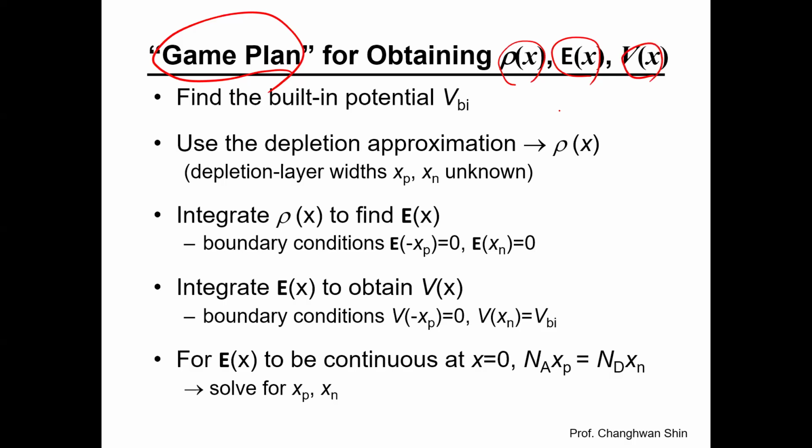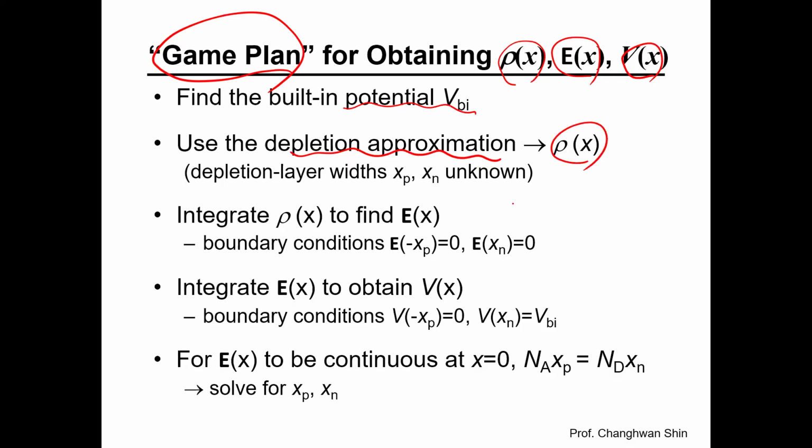First, we will find the built-in potential V sub bi. This is the potential difference that naturally exists across the junction at thermal equilibrium without any external bias. It arises from the diffusion of carriers when the two semiconductor types are brought together. Next, we will use what's called the depletion approximation to determine the charge density rho of x.